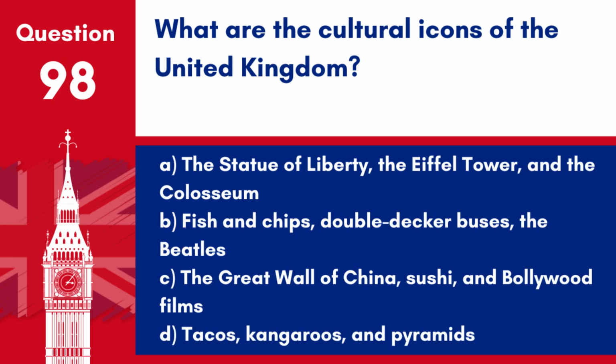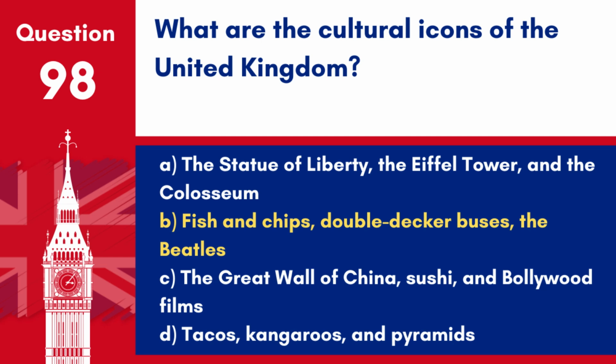Question 98. What are the cultural icons of the United Kingdom? A. The Statue of Liberty, the Eiffel Tower, and the Colosseum. B. Fish and chips, double-decker buses, the Beatles. C. The Great Wall of China, sushi, and Bollywood films. D. Tacos, kangaroos, and pyramids.